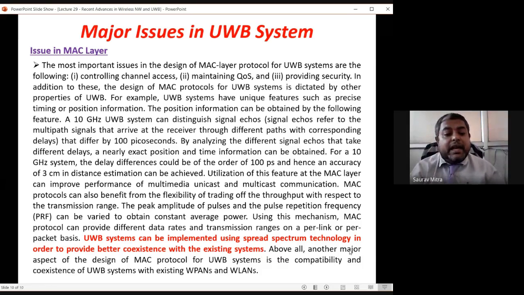Above all, another major aspect of the design of MAC protocol for ultra-wideband system is the compatibility and coexistence of ultra-wideband system with existing WPAN and WLAN. So this ultra-wideband can be used within WPAN and WLAN. So these are the applications, WPAN and WLAN, of ultra-wideband technology, and these are some of the issues: channel access control, QoS maintenance, and security. These are some issues of ultra-wideband in the MAC layer.